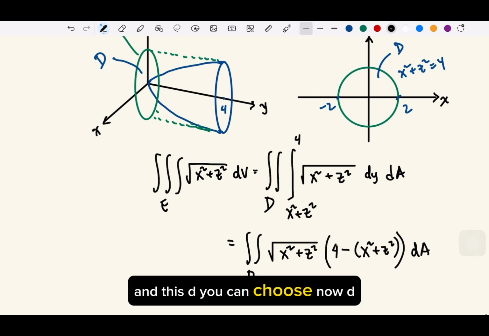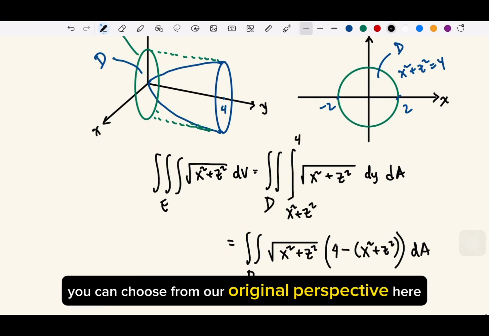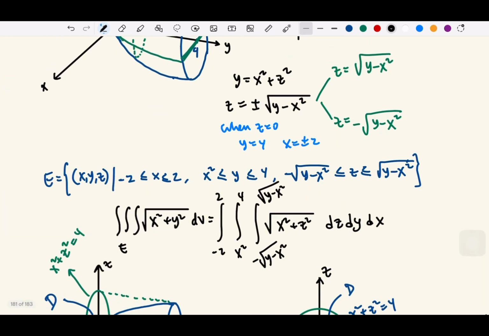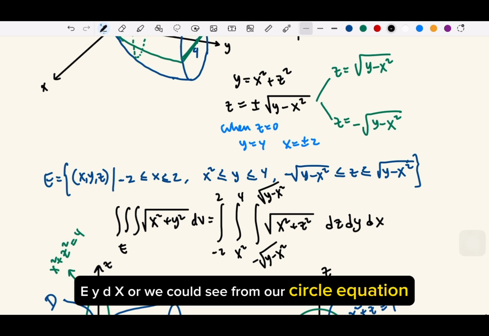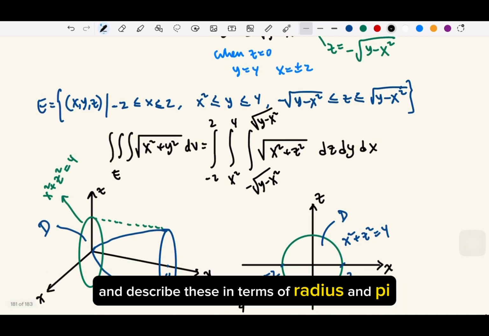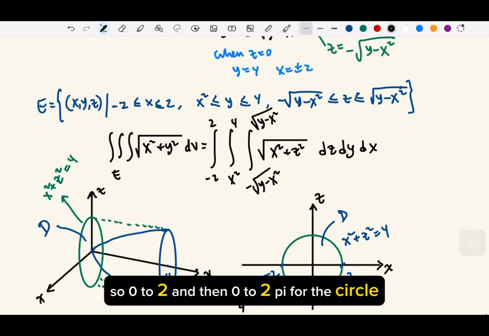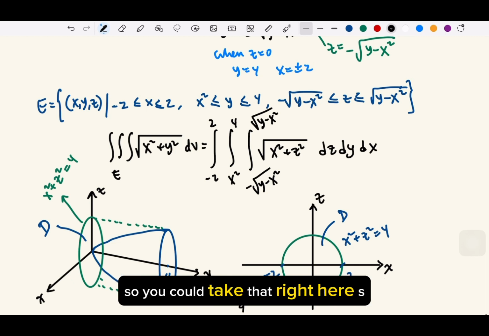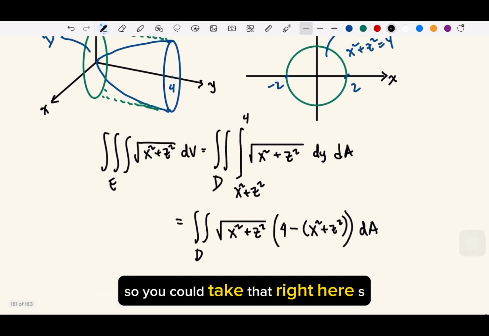And this D, we can choose now. We can choose from our original perspective here, which gives you dy dx, or we could see from our circle equation and describe this in terms of radius and theta. So 0 to 2, and then 0 to 2 pi for the circle. So we could just do that.